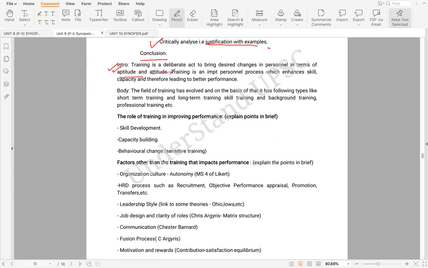Attitude is something which you've repeated a lot. I'll skip it. Body also you've picked up from previously only. Now, the role of training in improving the performance. You need skill development, you have capacity building, you have behavioral changes, you have sensitivity training.